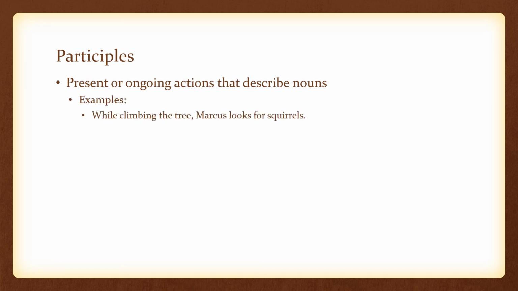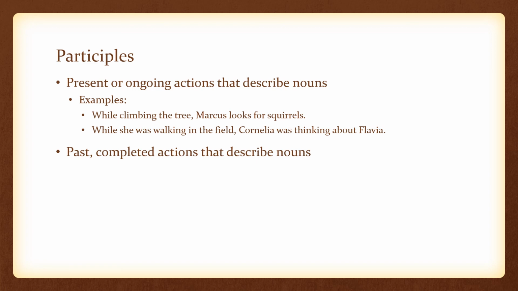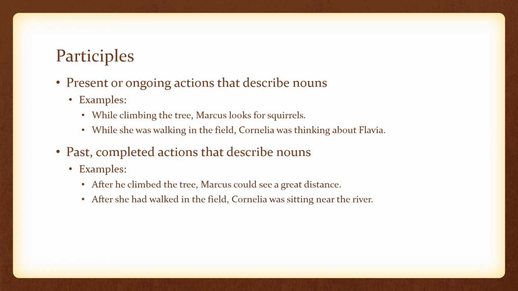Now let's talk about participles. These are present or ongoing actions that describe nouns. For example, while climbing the tree, Marcus looks for squirrels. While she is walking in the field, Cornelia was thinking about Flavia. Past completed actions that describe nouns. For example, after he climbed the tree, Marcus could see a great distance. After she had walked in the field, Cornelia was sitting near the river.